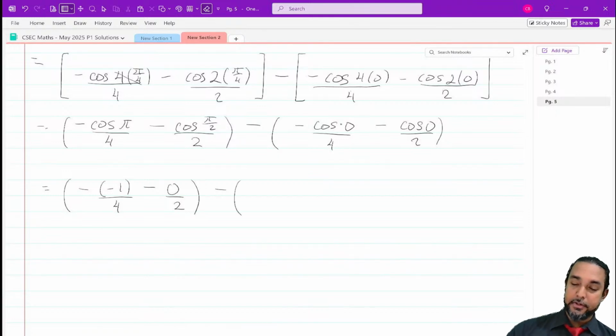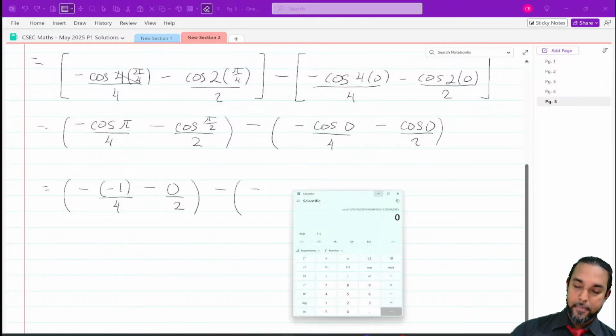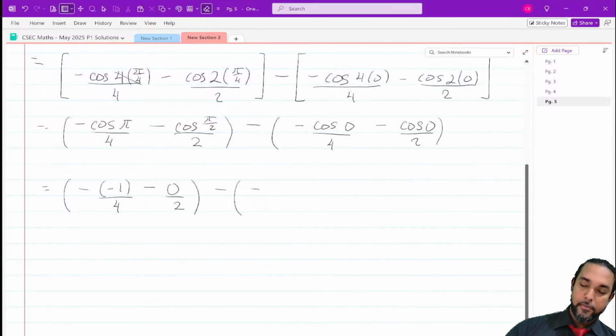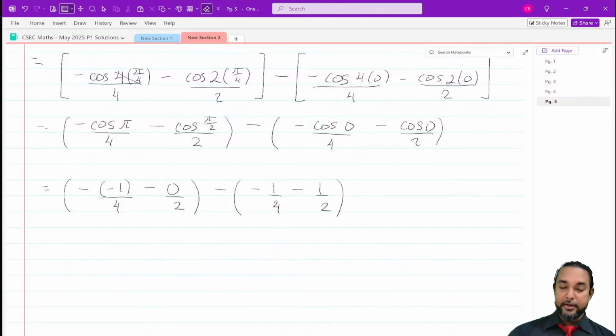Again, the cosine of 0 is just 1. Sorry, I didn't type that in. So the cosine of 0 is 1. That's 1 over 4 and minus 1 over 2. And here it's just fraction work after this. Minus a quarter is just positive a quarter. Well, 0 over 8, 0 divided by anything is 0, so that's going to just drop off.